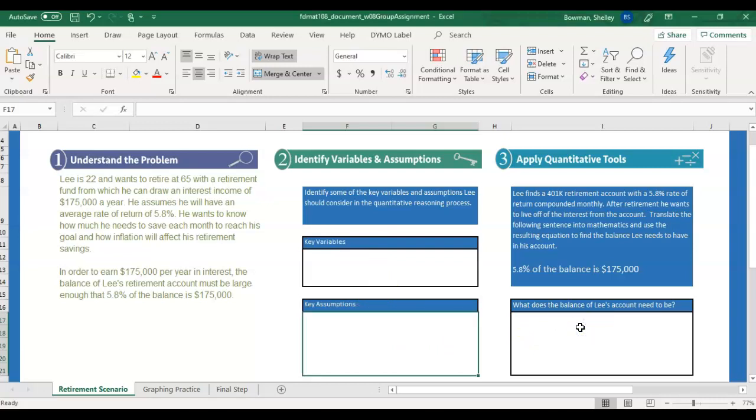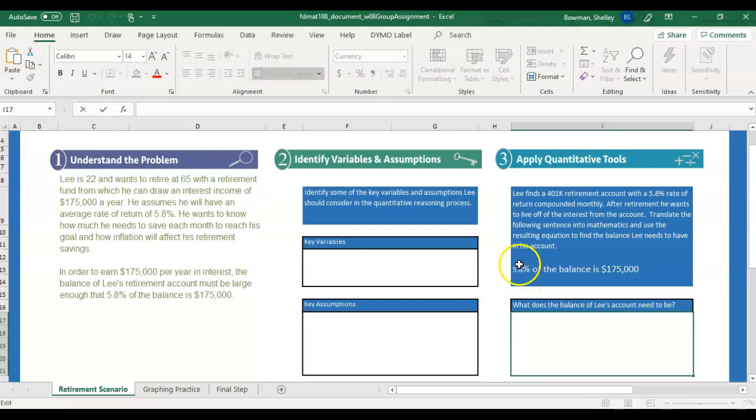Over here we have: Lee finds a 401k retirement account with a 5.8% rate of return compounded monthly. After retirement, he wants to live off the interest from this account. Translate the following sentence into mathematics and use the resulting equation to find the balance Lee needs to have in his account. This right here is the key to actually finding out how much he needs to save so that he can withdraw that. And so it's just a matter of translating from this English sentence into mathematical symbols.